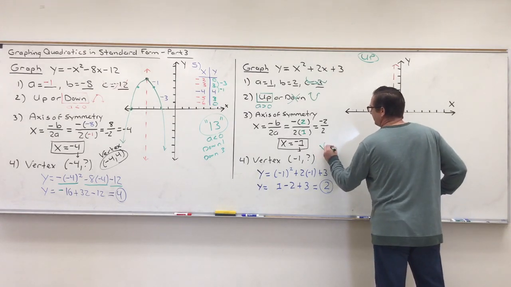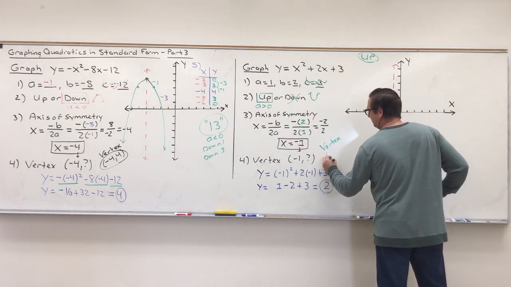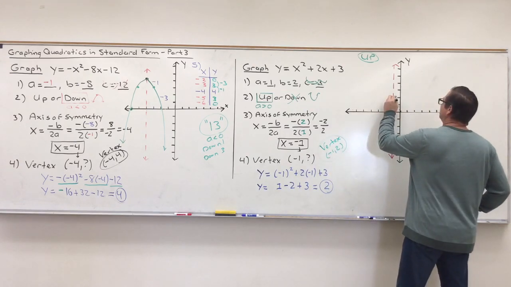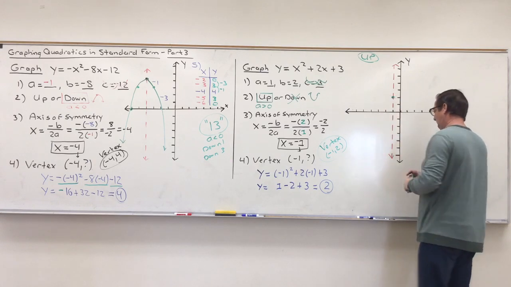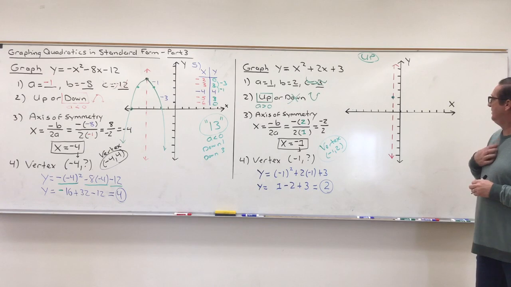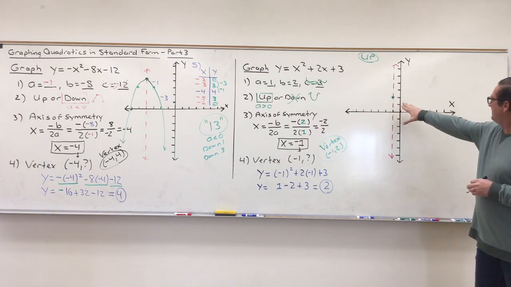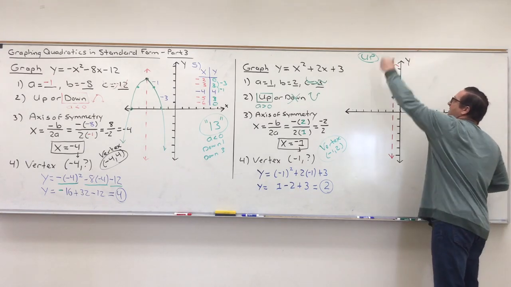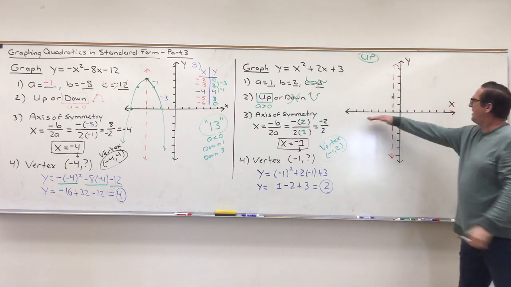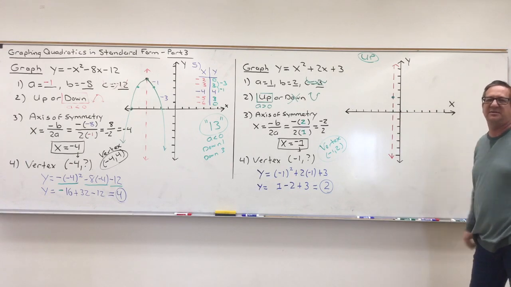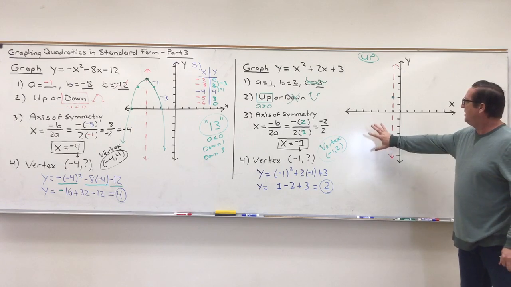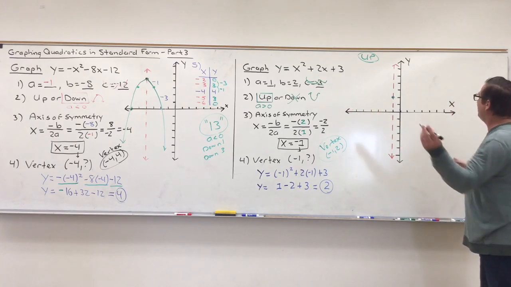My vertex is negative 1 comma 2. Okay, so my vertex is negative 1 comma 2. I know I have something that is going up. Okay, well wait a minute, if it's going up, notice that it's not going to cross the x-axis. That's okay, I'll talk about that in a second. But let's go ahead and make our table. So I've been running out of room to make the table, so I'll do it here.